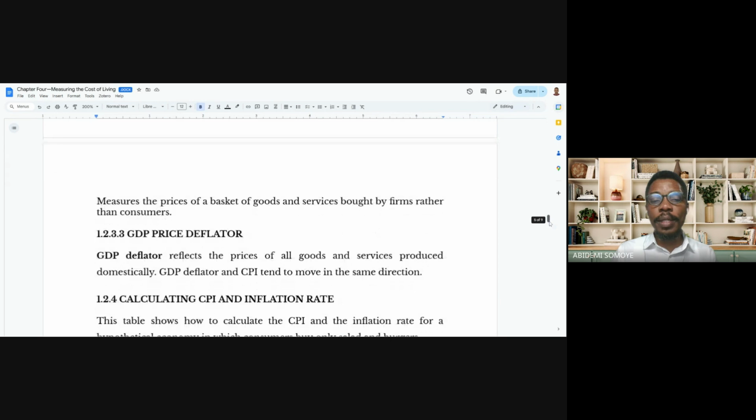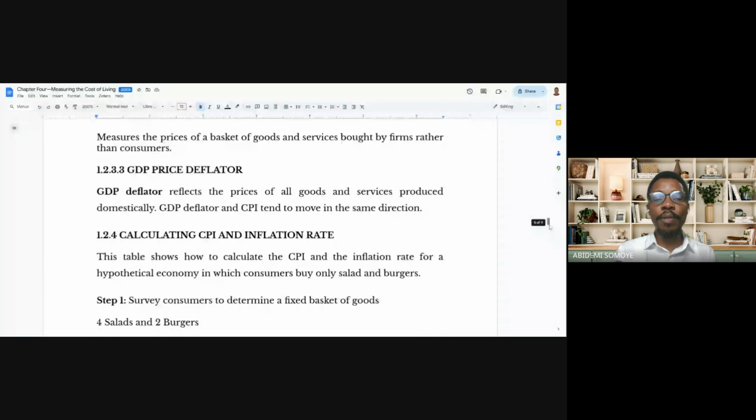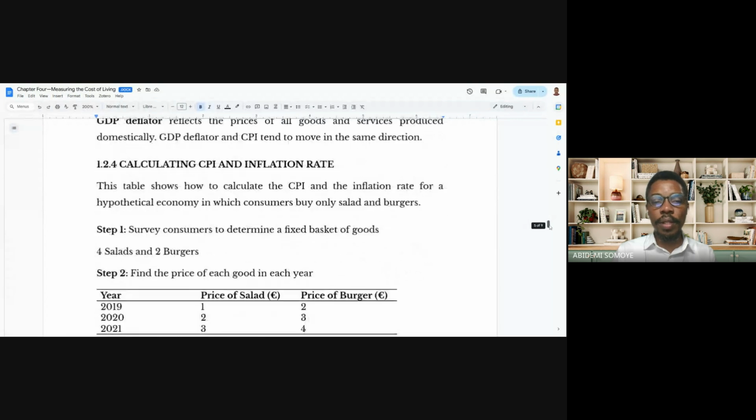What about GDP price deflator? GDP price deflator reflects the price of all goods and services produced domestically, and then further said that GDP deflator and CPI tend to move in the same direction. Now let's see, how do we calculate CPI and inflation rate, right?